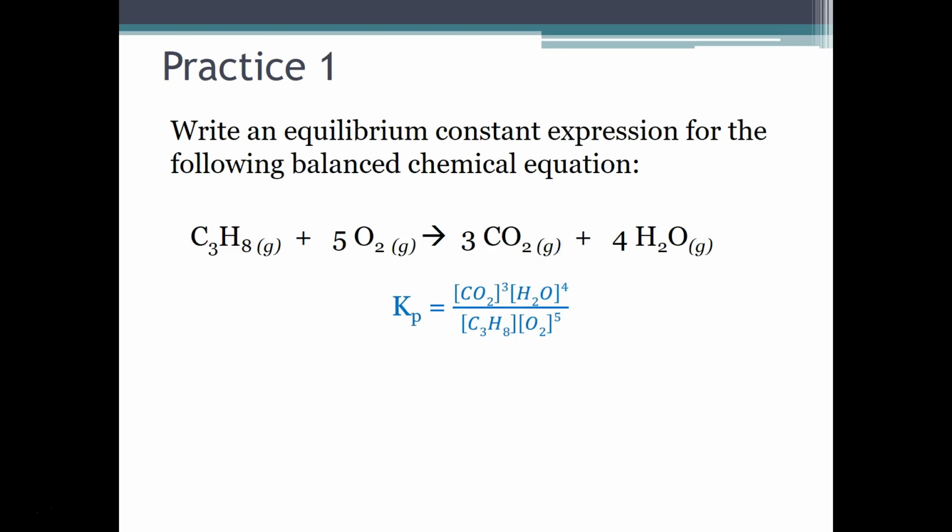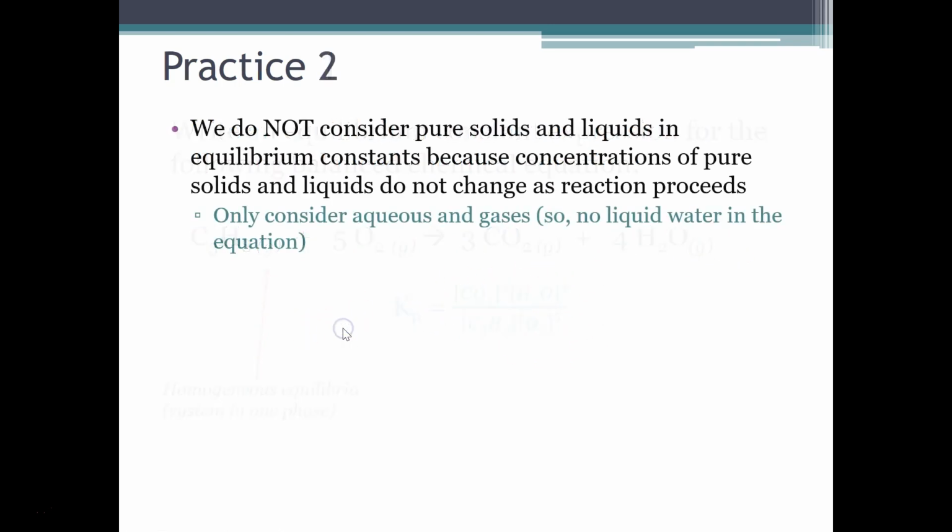Alright, so this time you see we have K sub P. Because we're talking about gases, this would be a K expression concerning pressure. And you see we have the concentration or pressure of carbon dioxide cubed times the concentration of gaseous water, or steam, raised to the fourth power, divided by the concentration of propane times the concentration of oxygen raised to the fifth. Pretty easy, right? Now this is an example of a homogeneous equilibria because all the species involved in the K expression are in one phase.